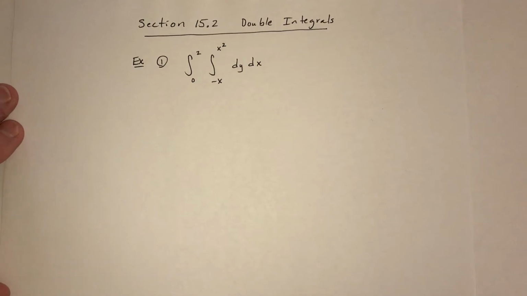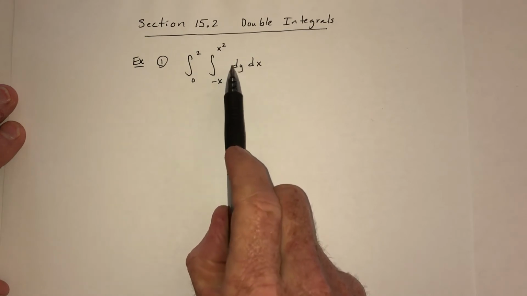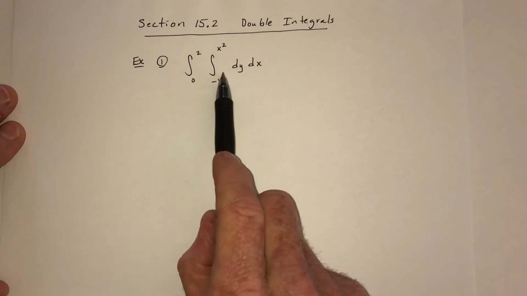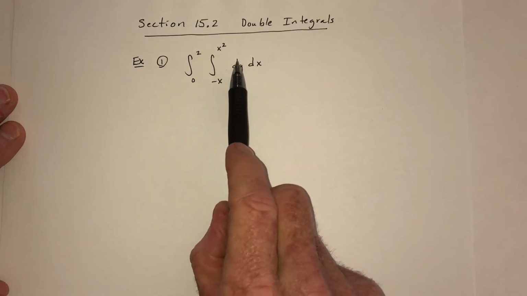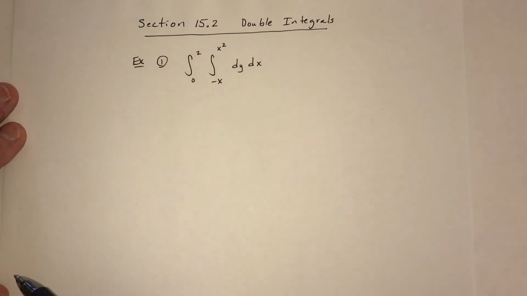And now some more fun with double integrals. Notice right here, there isn't a function. It's just saying dy dx. So that means that this is just finding area because we only have inches times inches. So that would be square inches. So this is actually finding an area.